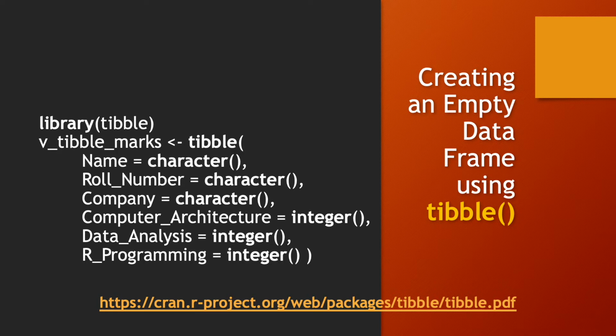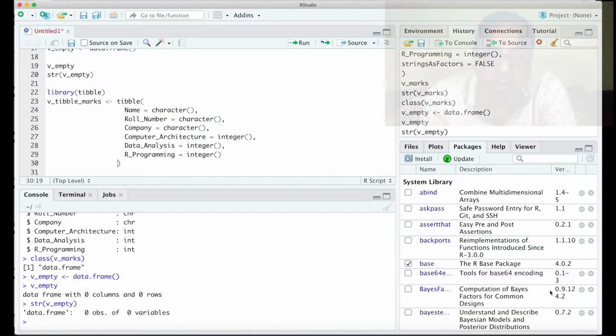I can store the table in a variable. It is called v_table_marks, and we will see shortly in RStudio that the type of variable it creates is a table and not really a data frame. So now let's head to RStudio to see this in action.